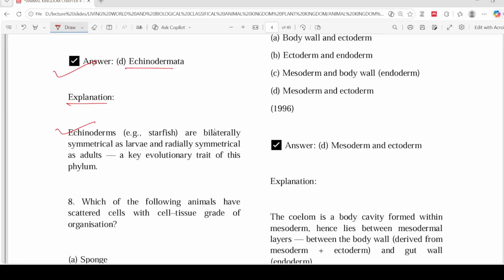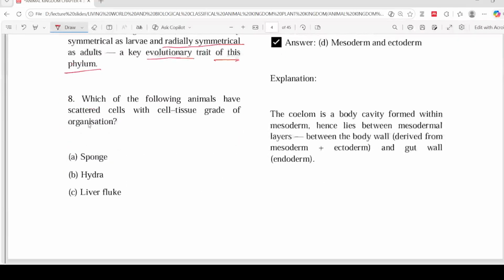Echinoderms are bilaterally symmetrical as larvae, but when they become adults, they develop radial body symmetry, which is a key evolutionary trait of this phylum. So this is the correct answer for this question. So let's move to the next question.